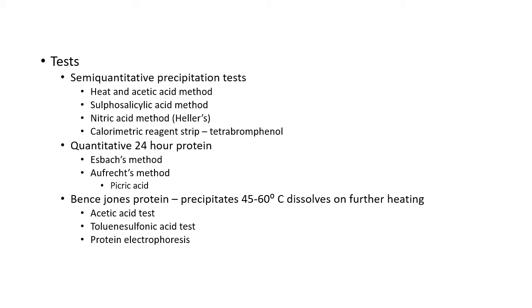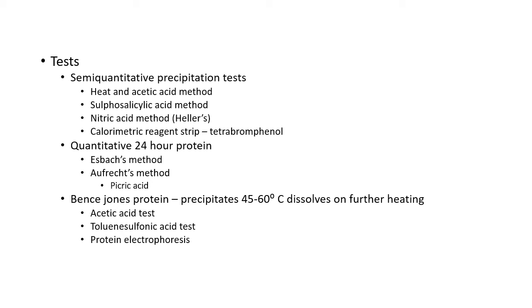Coming to the next group, that is the quantitative 24-hour protein group. Two methods are commonly used for 24-hour protein estimation, that is Esbach's and Exton's method. In both these methods, the protein is precipitated with the help of picric acid.